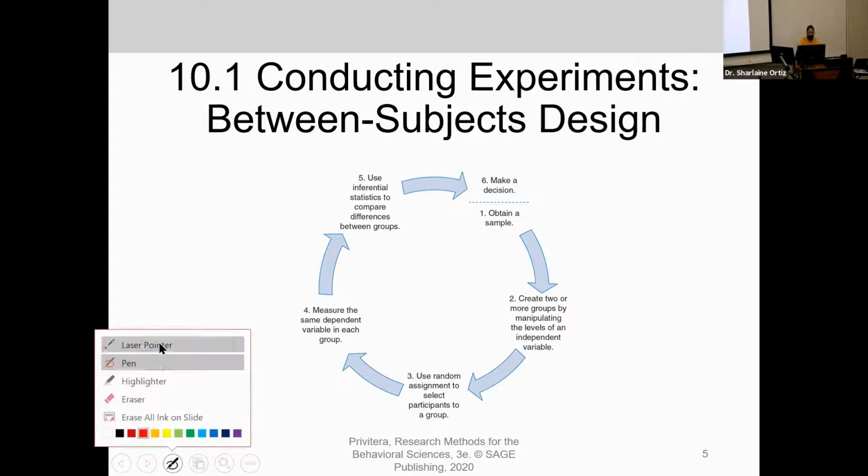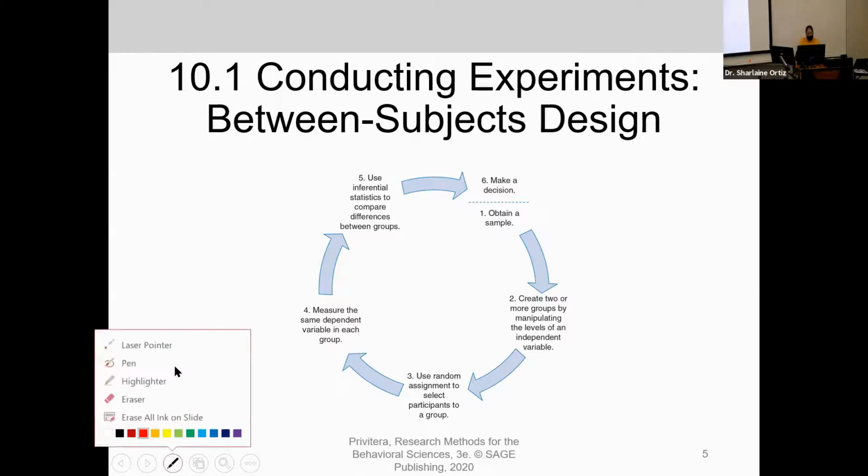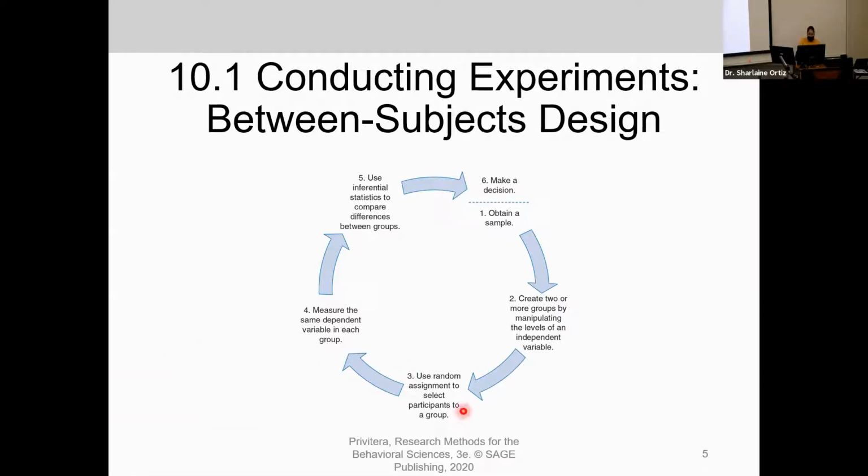After you have created these groups, what you are concerned with is that you're going to assign these individuals randomly to these different levels that you are manipulating. So you're going to assign them randomly.